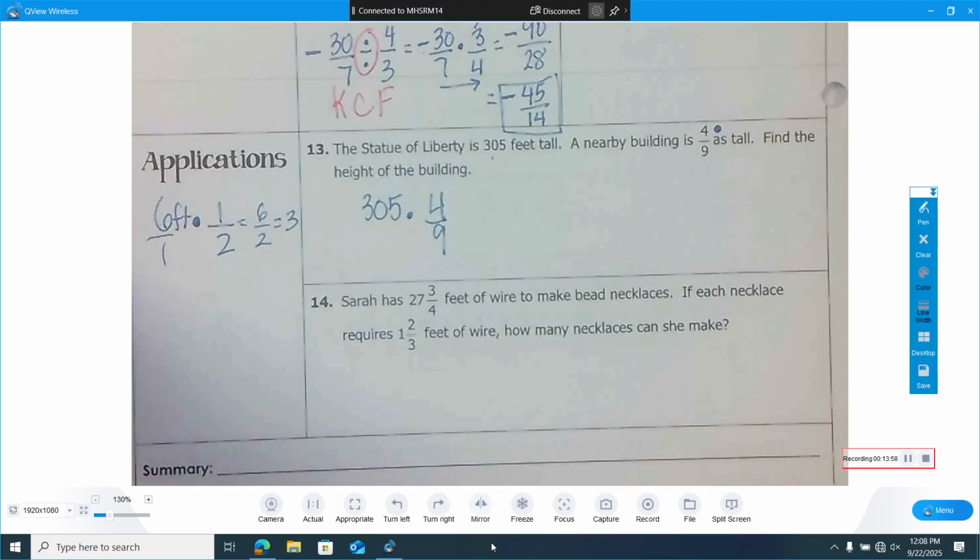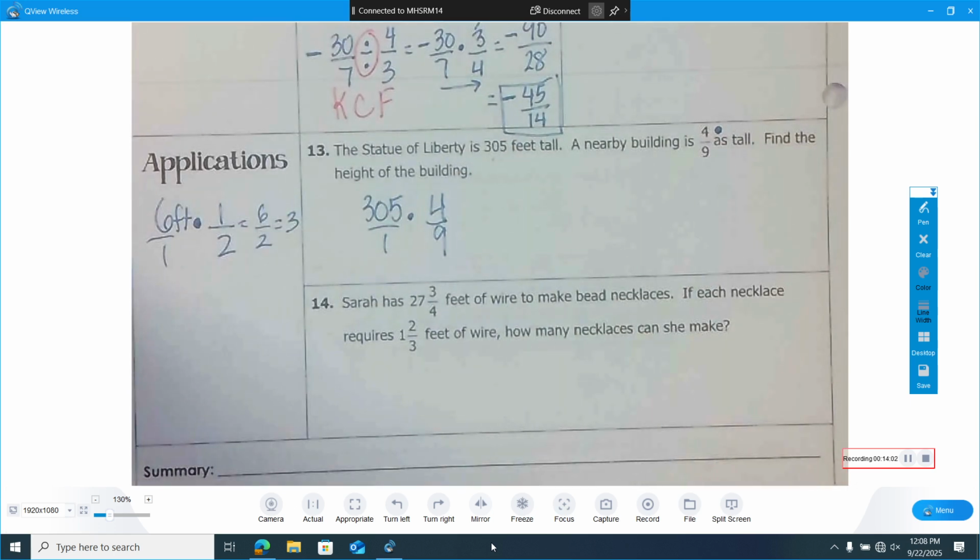Now, when we're working with fractions, I want everything to be a fraction, so I am putting a 1 under it.